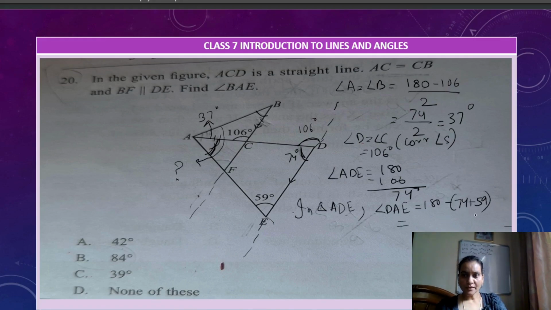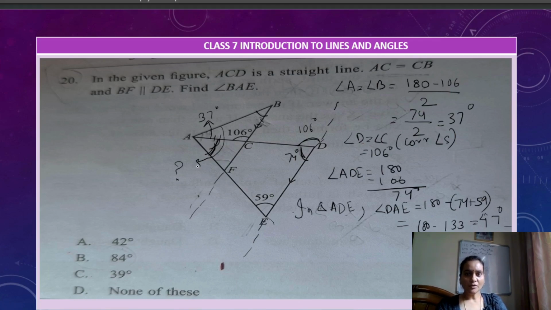So 74 plus 59: 9 plus 4 is 13, 7 plus 5 is 12, 12 plus 1 is 133. So 180 minus 133 is how much? Let me write here. That will be 10 minus 3 is 7 and 7 minus 3 is 4. So this is 47 degrees.